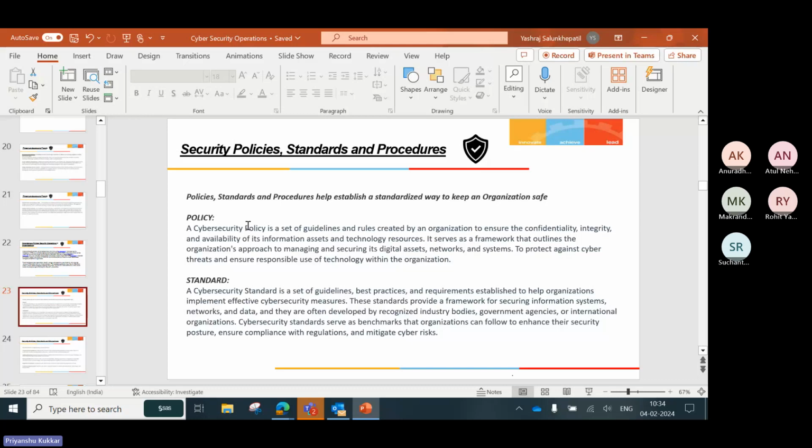That server should be up to date, it should not have any other application, only the database. Its access will be done only from one particular machine. So this is a standard. You set up a policy and then you put up standards in that policy. These standards provide a framework for securing information systems, networks, and data. They can often be developed by recognized industrial bodies, government agencies, or international organizations. This part is like a big four company can come to you and say, hey, this is supposed to be the standard.